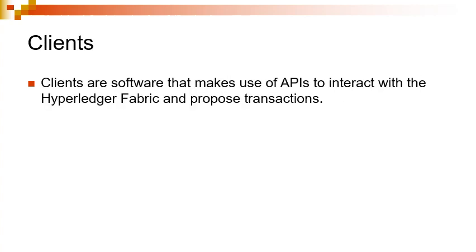Then clients are software that makes use of APIs to interact with the Hyperledger Fabric and propose transactions. So clients are at the client side, there is a software that makes use of APIs to interact with the Hyperledger Fabric and propose the transaction. So this is one of the components of the Hyperledger Fabric, that is client.